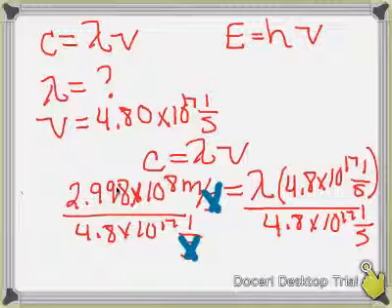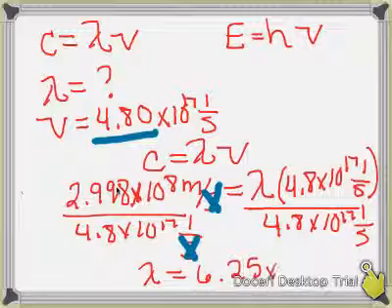Okay, look right here. How many significant figures are right there? 3. So my answer can have 3. So my wavelength is going to be equal to 6.25 times 10 to the negative 10th. And what's my unit? Meters.